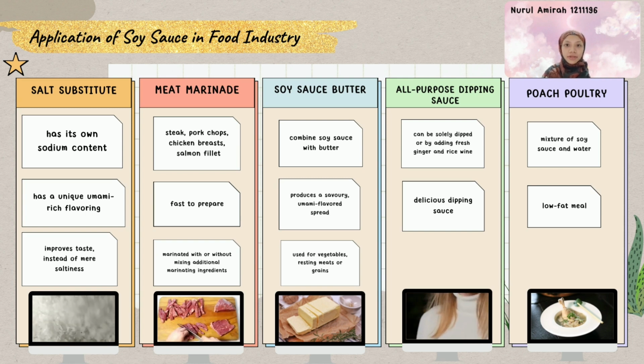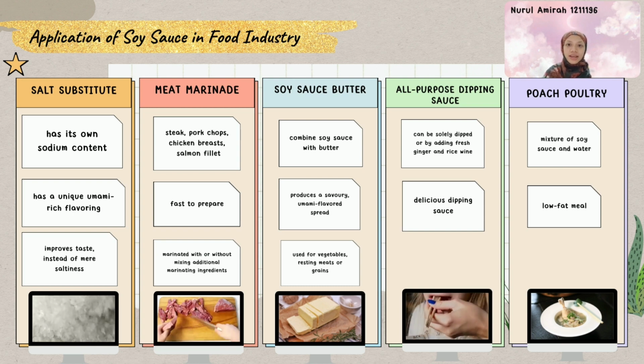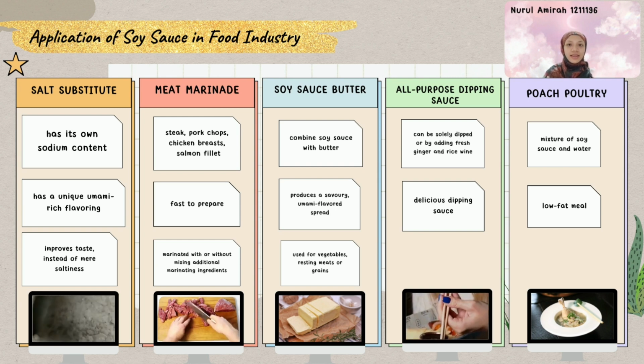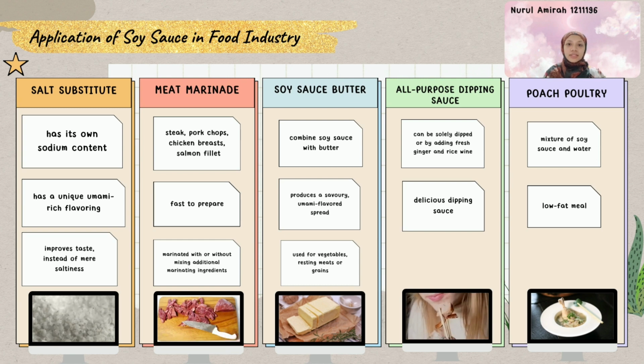The third one is soy sauce butter. Combining soy sauce and butter gives a savory, umami-flavored spread which can be used for vegetables, resting meats, grains, and noodles. The fourth one is an all-purpose dipping sauce.